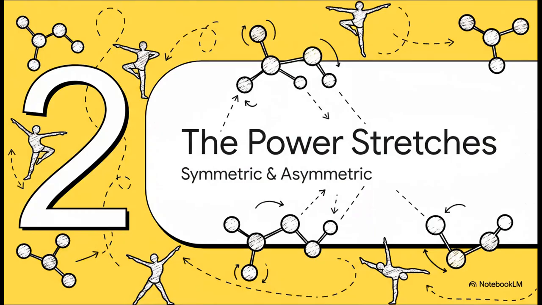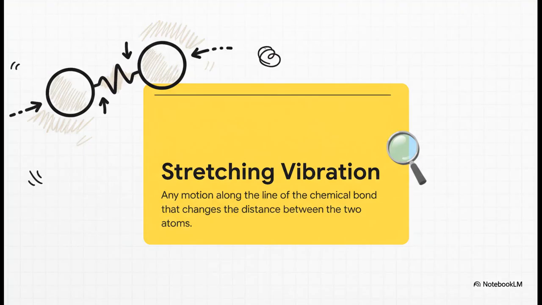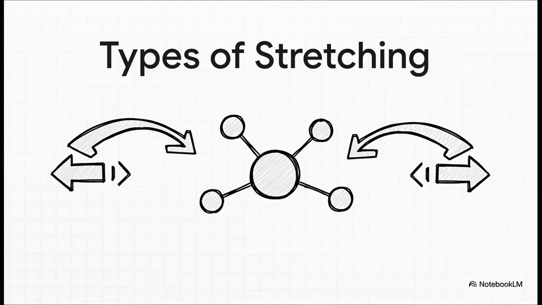So let's start with those power stretches. It turns out, even this one move isn't a one-size-fits-all kind of deal. Our little molecular gymnasts actually have a couple of different routines they perform. So what are we actually talking about here? Well, a stretching vibration is simply any motion that happens right along the line of that chemical bond, which causes the distance between two connected atoms to rhythmically get longer and shorter. And this stretching happens in two key ways. You've got symmetric stretching and you've got asymmetric stretching. Let's break down exactly what that means.